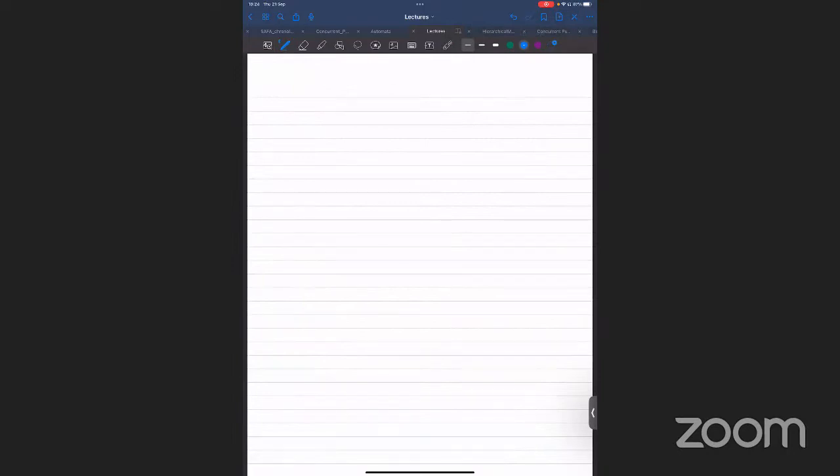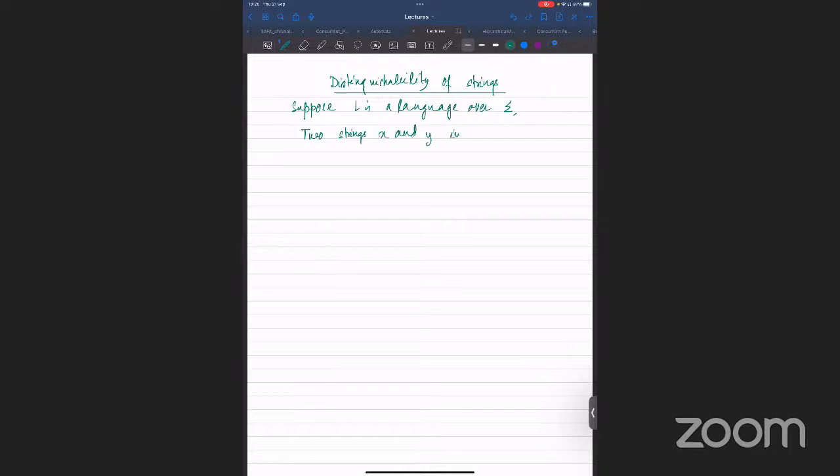Now, in order to prove the Myhill-Nerode theorem, we are going to talk about something called distinguishability of strings. Suppose L is a language over sigma. Now we say that two strings x and y in sigma star are distinguishable with respect to L, correct?